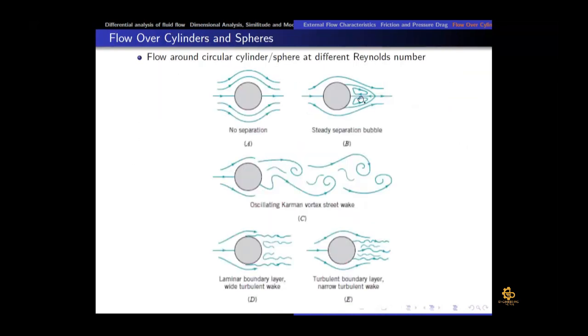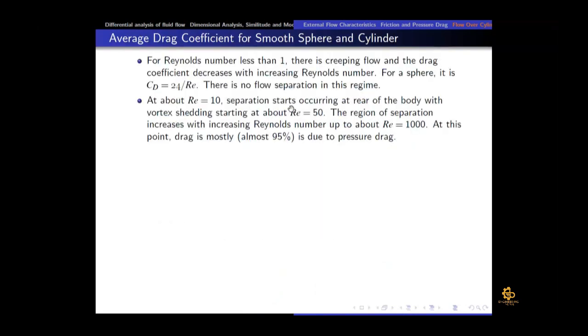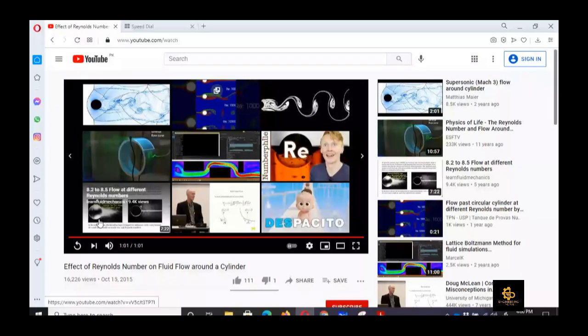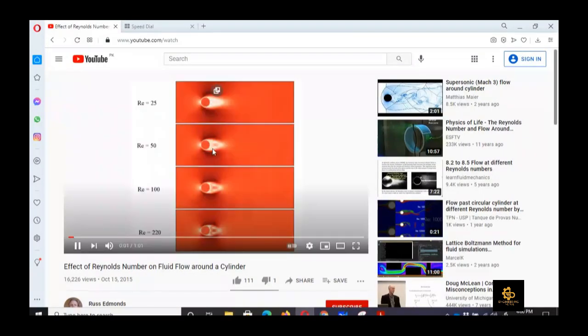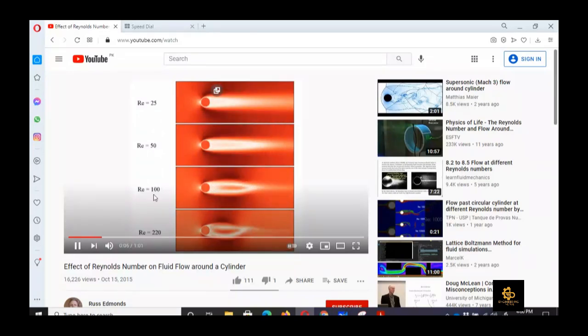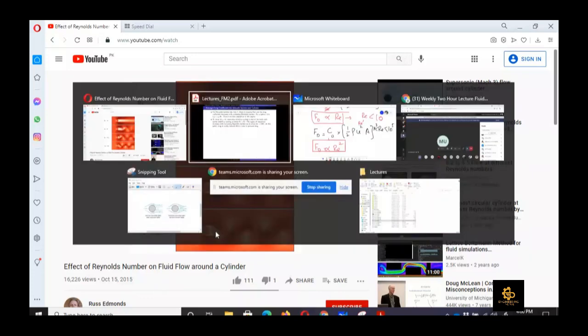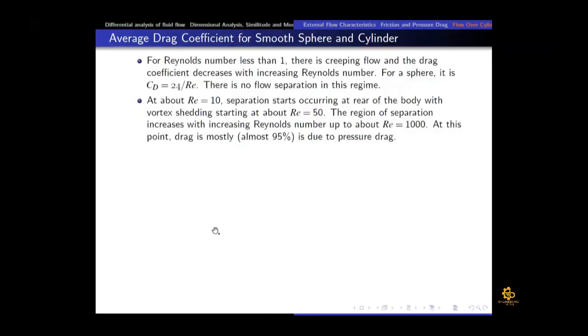And then at Reynolds number 15, there would be von Karman shedding, as I tried to explain by running this animation. The von Karman shedding starts at Reynolds number 15, and when we increase the Reynolds number, the frequency of shedding keeps increasing and more vortices are shed. That is one thing. And then at Reynolds number 1000, the drag is predominantly due to pressure drag because there would be flow separation.